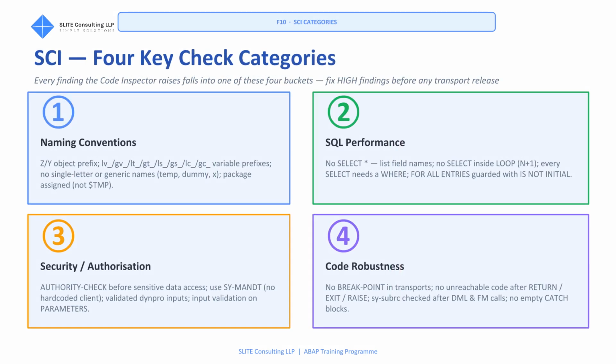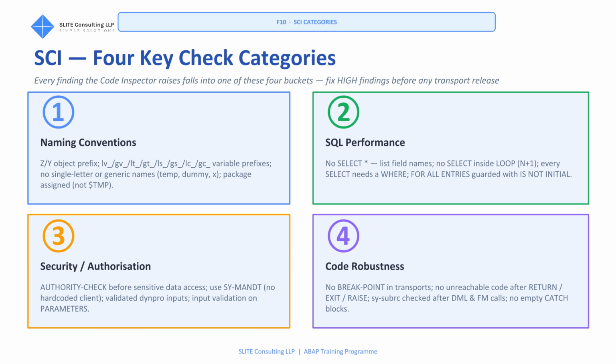The Code Inspector is SAP's built-in static analysis tool. Think of it as an automated code reviewer that never gets tired, never forgets the rules, and applies them consistently to every line of code. It checks 4 main categories. First, naming conventions. It verifies that program names start with Z or Y, that variable prefixes match SLIGHT standards, and that no single letter or generic variable names exist. Second, SQL performance.